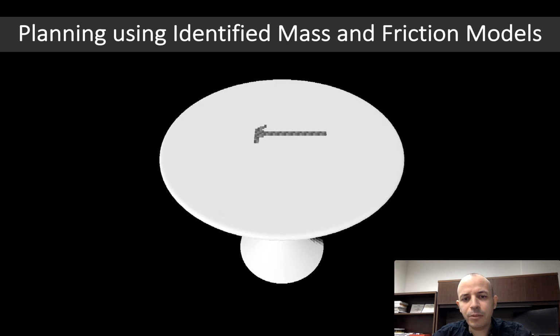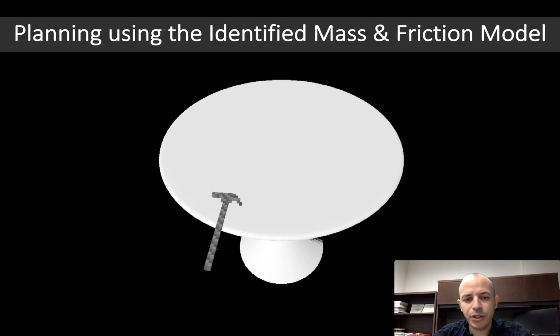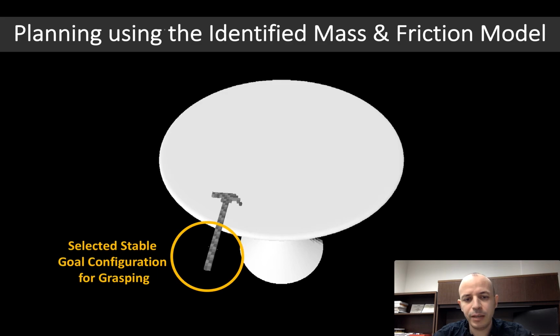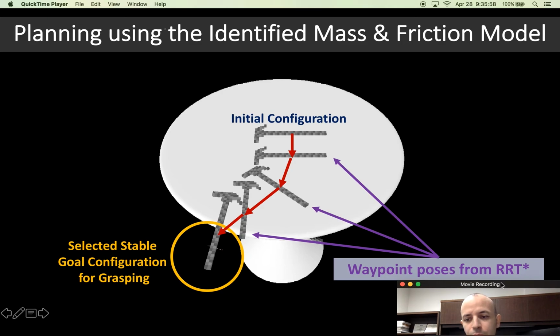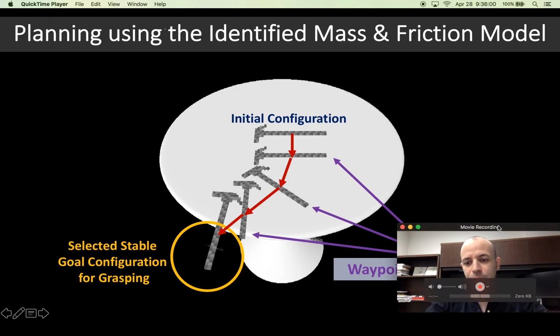So once we identify the model, you want to do something with it. So you want to get this hammer to the goal. And the big problem there is how to select the goal configuration. But if you have a model of the mass distribution, then you can choose a goal configuration that is stable. And so this is selected based on the model by the planner. And then you want to plan to go from the initial configuration to the goal configuration. And to do that, you can just select the waypoints by using the RRT algorithm, for example.